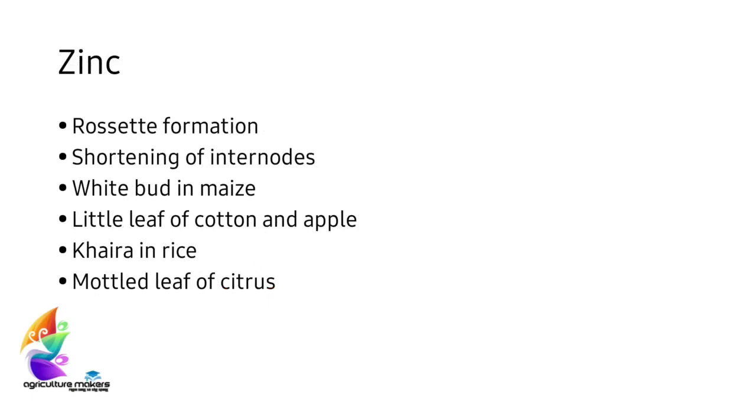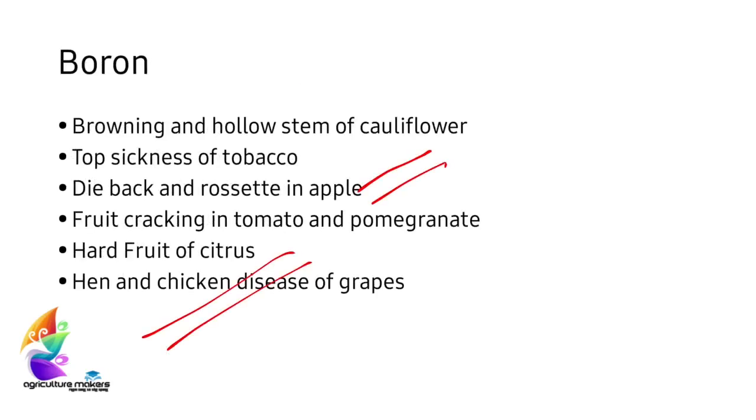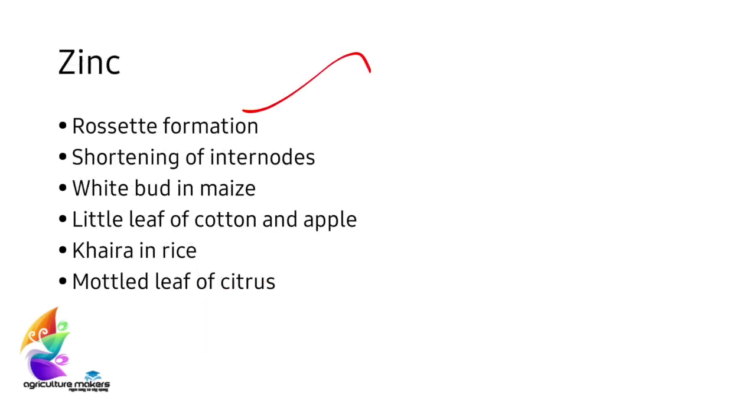Coming to the next, it is zinc. We all know that in plants it is required for biosynthesis of auxin, and in common, zinc deficiency leads to rosette formation. But in particular, dieback and rosette in apple is due to boron deficiency, whereas in general rosette symptoms are due to zinc deficiency. Added to that, shortening of internodes, white bud in maize, khaira in rice, little leaf of cotton and apple, and finally mottled leaf of citrus are due to zinc deficiency.